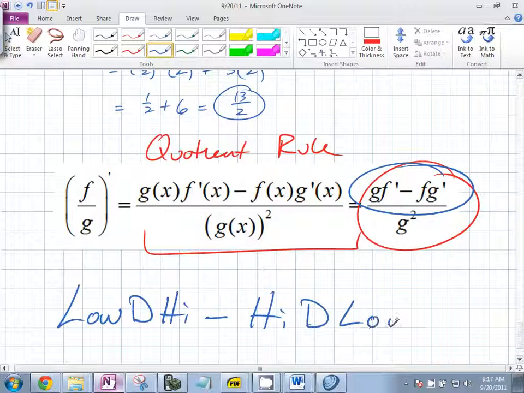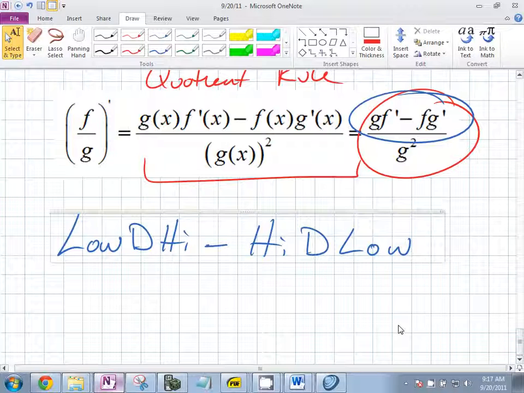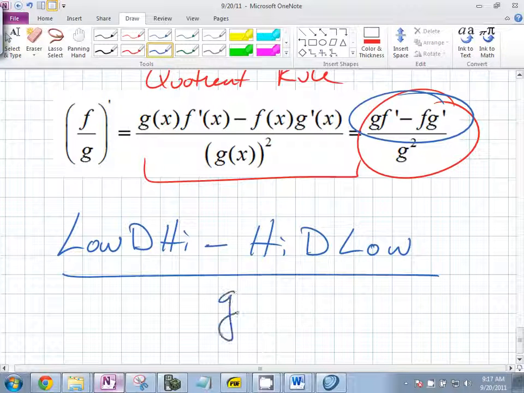There's people that have put this to swing songs, like high, low. I can't do the song, but low D high, what does that mean? The lower function times the derivative of the higher function, minus the higher function times the derivative of the lower function. And what's on the bottom? Low squared. That's all you need to remember.